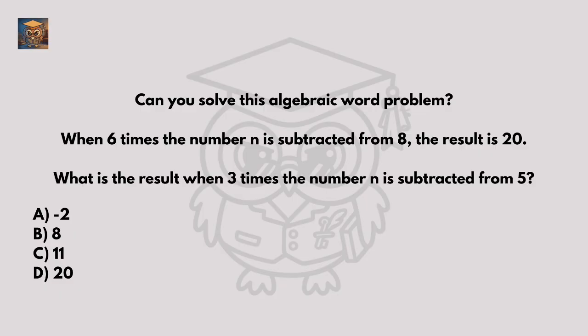Notice the phrasing. Subtracted from this means our variable term, 6n, is being taken away from 8, placing 8 at the front of the expression. Pause the video right now, try to find the final answer, and leave your selection in the comments. Let's first solve for n.